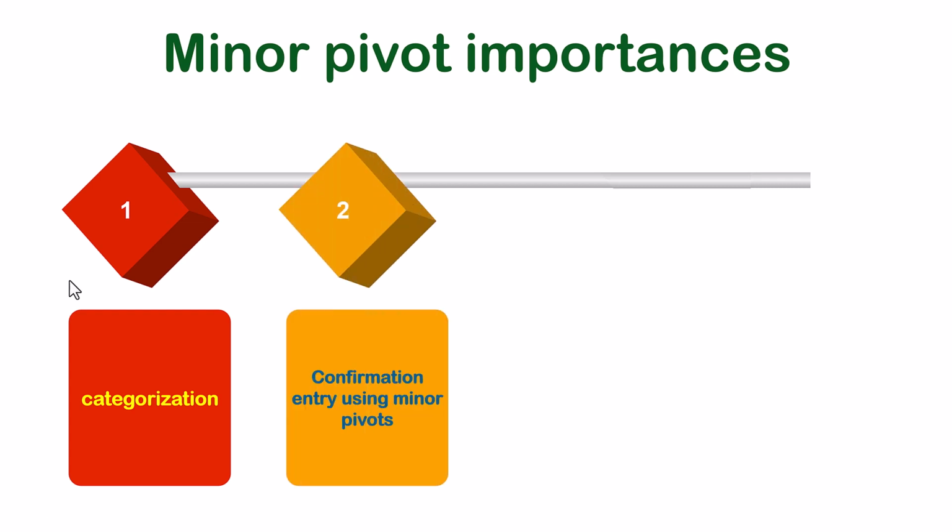Second is confirmation entry using minor pivots. Let's talk about this on charts.